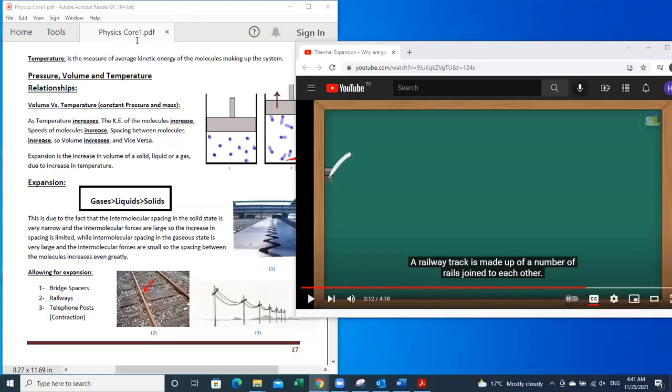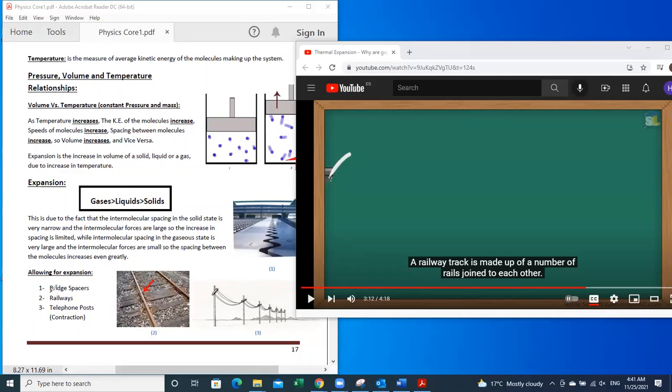Now we will continue with expansion. We shall start by saying that expansion in gases for sure will be much, much more than in liquids, and much, much more than in solids. So the expansion in solids is the least, while in liquids it will be much more. In gases, there will be a much, much higher expansion.